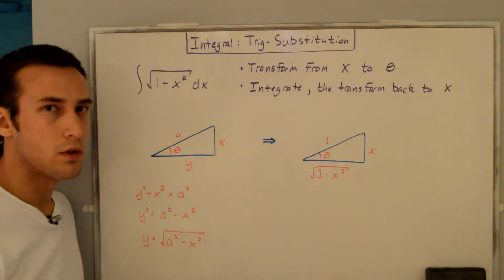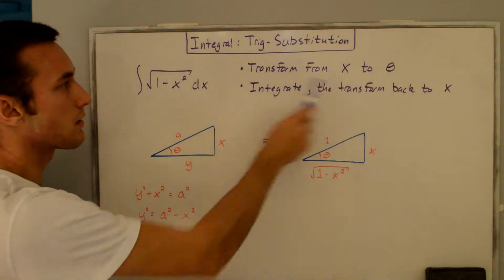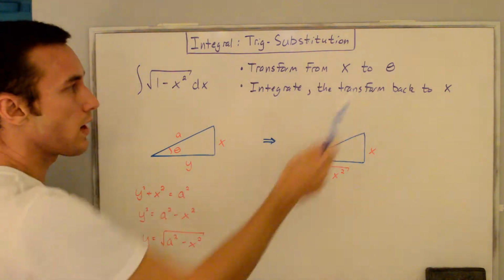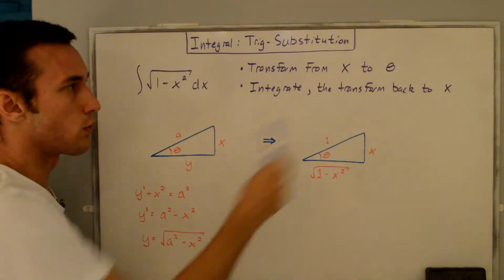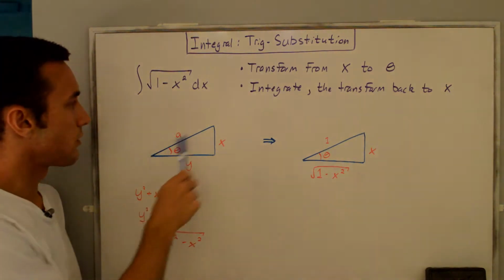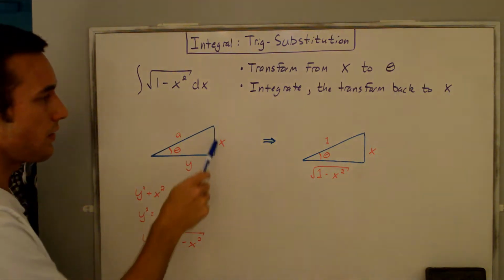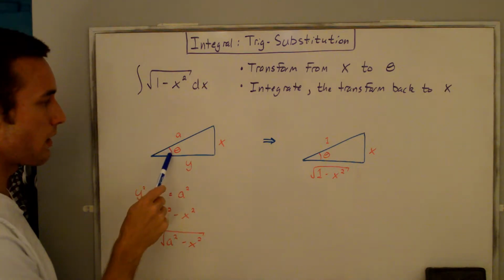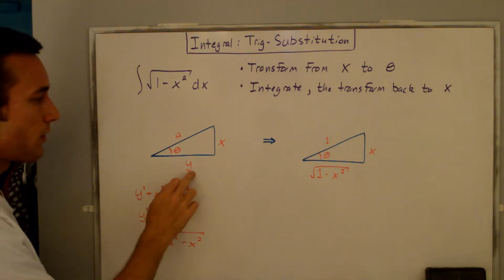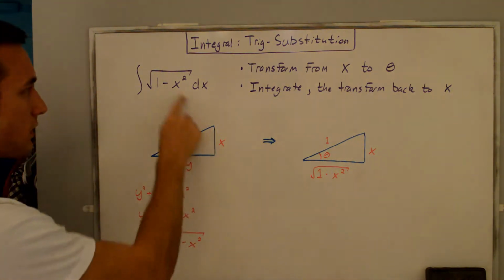So the method of trig substitution is similar to the u substitution in the sense that we're going to transform from the x variable in here to some other variable theta. We're going to integrate it, and then we're going to transform back from theta to x. Now the way that we do this is a little bit different, so I'm going to define this right triangle here, with hypotenuse a, and then this side is x, and this side's y with an angle theta here. And we can solve for what this side y is in terms of x and a, where x is this variable up here.